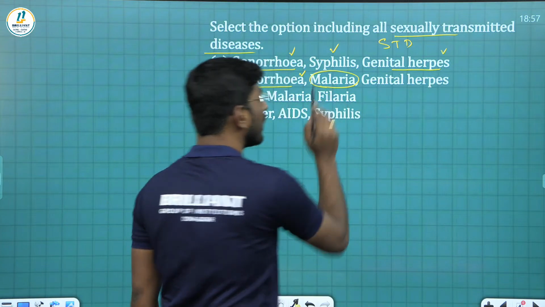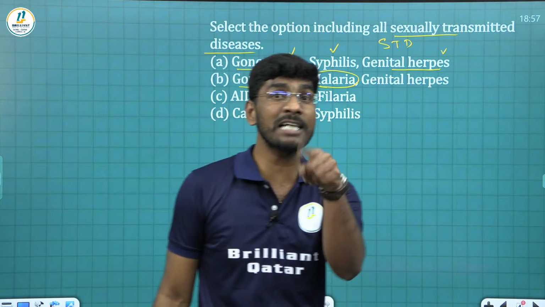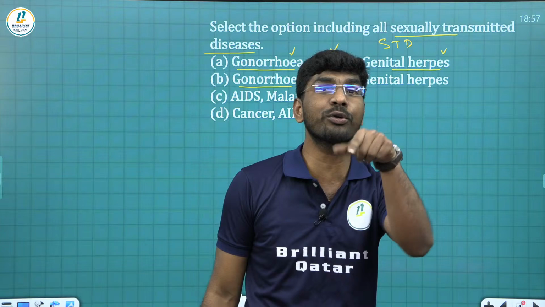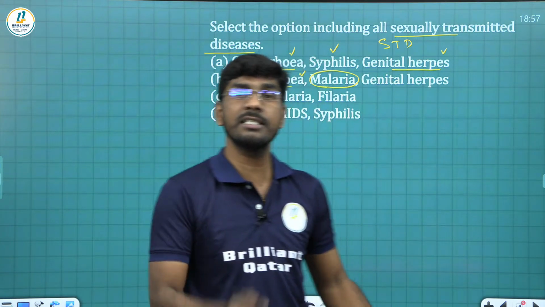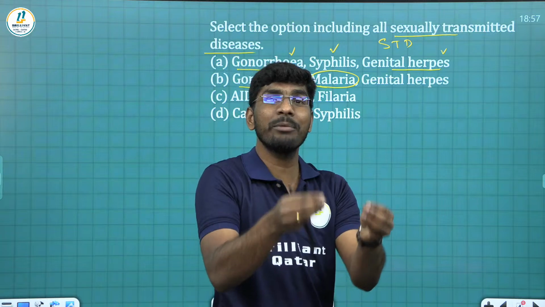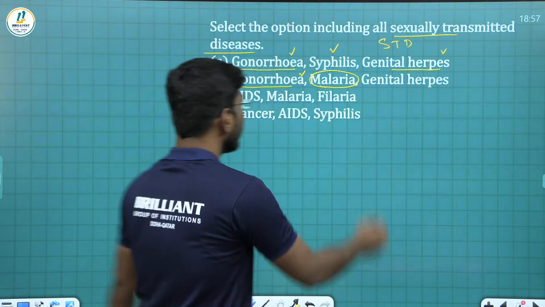Who is this? Malaria. Malaria is caused by Plasmodium. Plasmodium is a type of protozoa. It is not a bacteria. It is not a sexually transmitted disease. It is transmitted through a contaminated mosquito. So leave this one.